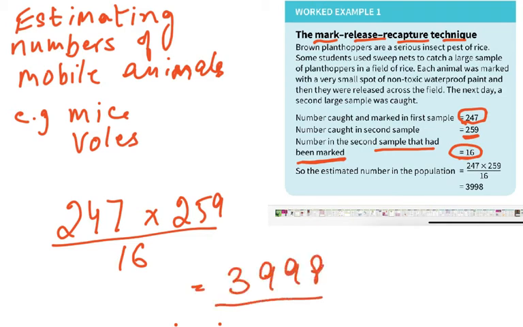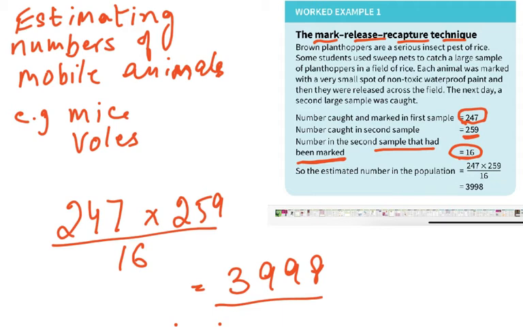So this is estimating the numbers of mobile animals. And you got a figure of 3998. These are the number of animals that we were studying. Now, brown plant hoppers are a serious insect pest of rice. So they use these sweep nets to catch a large sample of the plant hoppers in a field of rice.